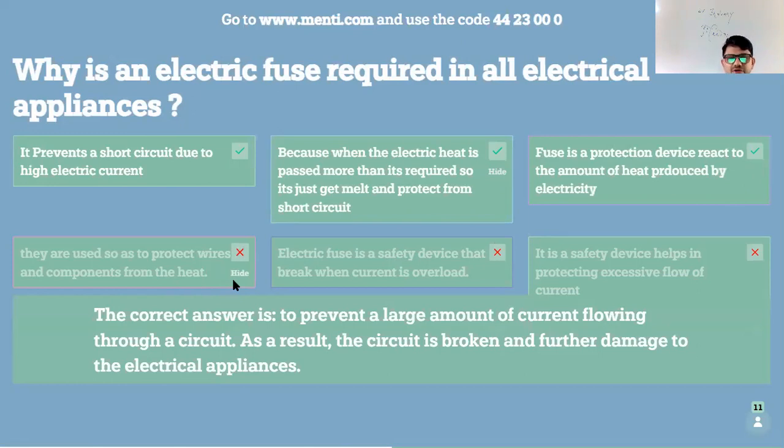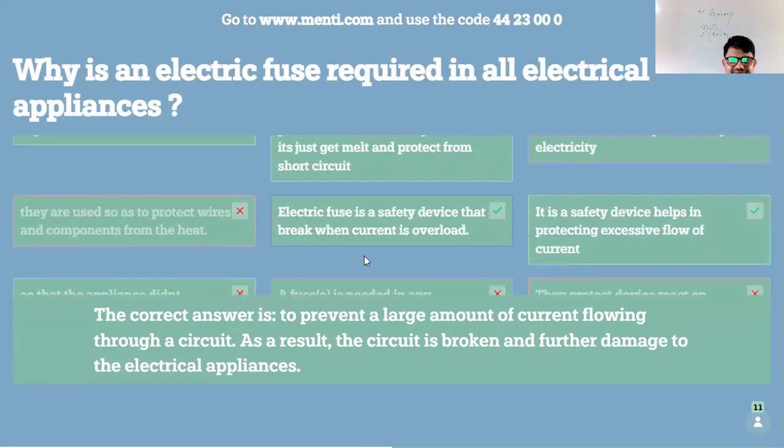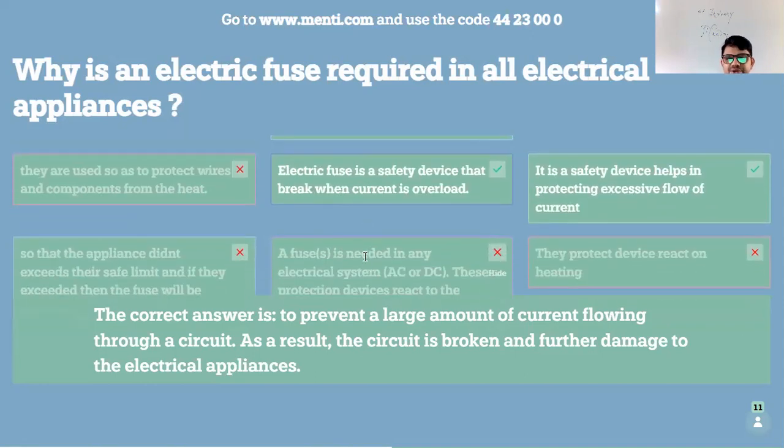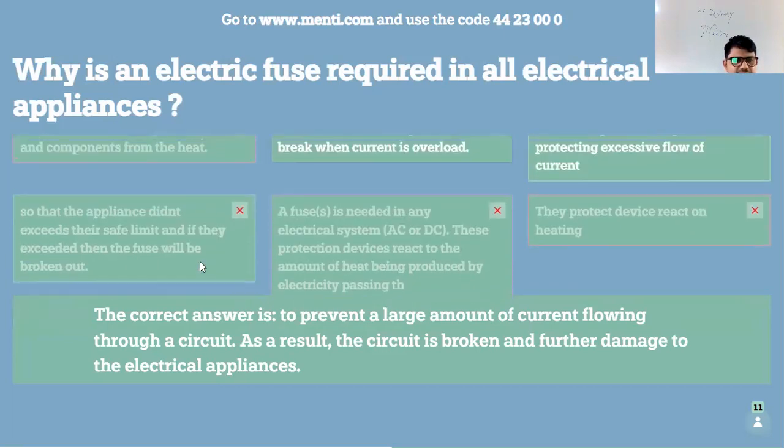Heat is the effect of electricity. Electric fuse is a safety device that breaks when current is overload. Very good. It is a safety device, helps in protecting from excessive flow of current. Good. Don't worry, I am checking manually. First, it will be showing on your screen that the answer is wrong, but I am checking manually. So the appliance didn't exceed their safe limit, and if they exceed, then the fuse will be broken.